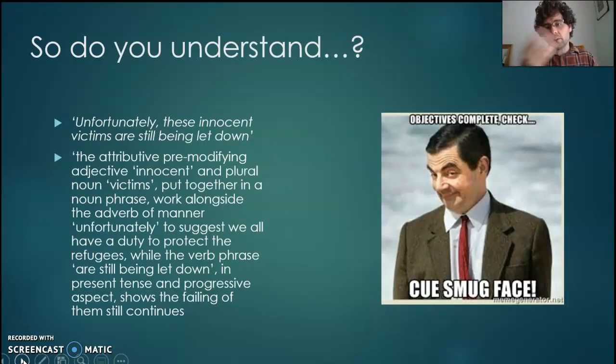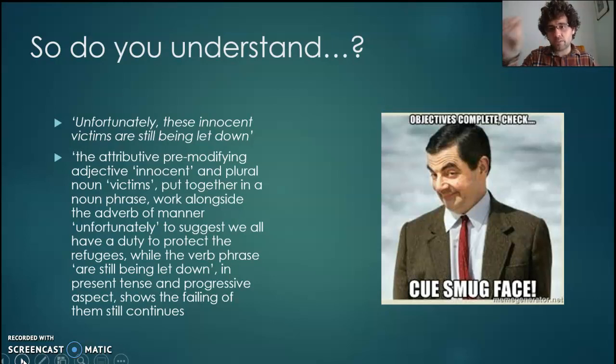What that means is that if you're confident with word classes, clauses and phrases, you can start doing things like this, which is what you need to do when it comes to analysing text. So if the line in the text was, unfortunately, these innocent victims are still being let down, you could say the attributive pre-modifying adjective innocent, we looked at that in the adjectives video, and plural noun victims, a noun in the plural, more than one, put together in a noun phrase, which we just looked at, work alongside the adverb of manner, unfortunately, to suggest we all have a duty to protect the refugees, while the verb phrase, are still being let down, in present tense and progressive aspect, shows the failing of them still continues.